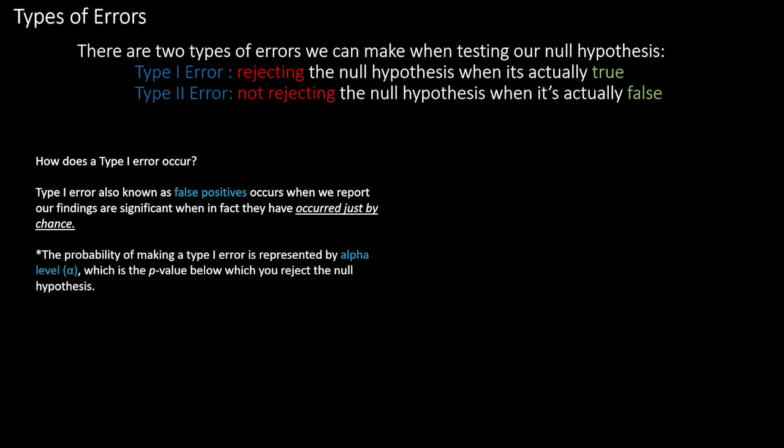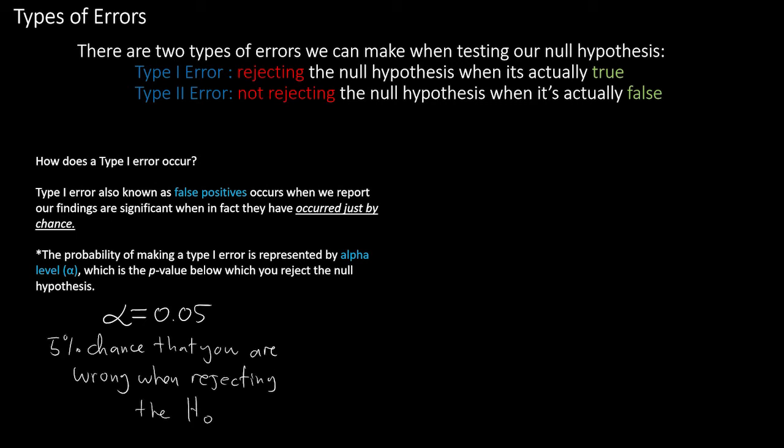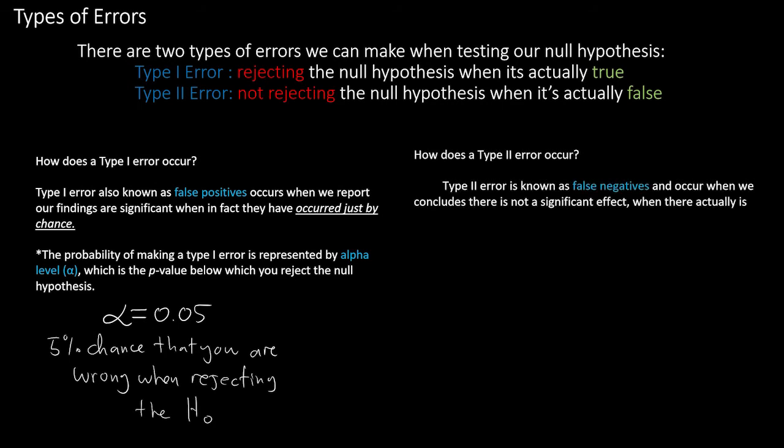Type 1 error has a probability of alpha, which is correlated to the level of confidence that you set, and is represented also as the p-value, which you can use to reject or accept the null hypothesis. So for example, a significance level of 0.05 means that there is a 5% chance that you are wrong when you're rejecting the null hypothesis. Alternatively, making a false negative is referred to as a type 2 error.